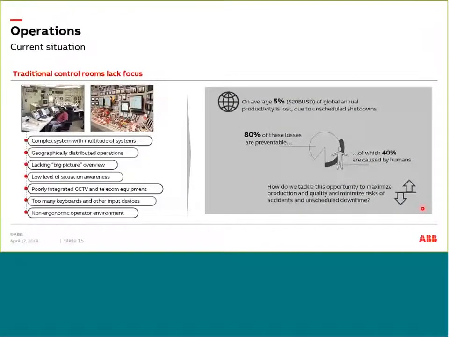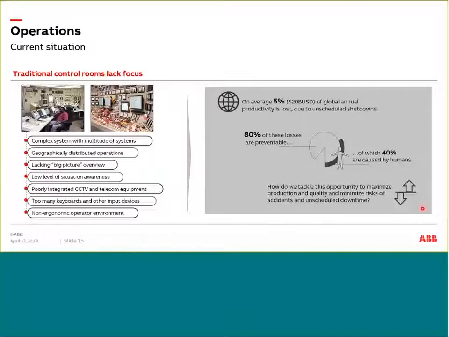So typically what we see on the left are traditional control rooms. What you see here is a poor integration of all the other systems that are available, including CCTV or telecom. Unless you're a veteran, someone who's been in the control room for 20, 30 years, they understand exactly what's happening with the system. But if you're bringing in a newer operator, it's very difficult for them to get used to this system. So what you're trading off is operator effectiveness.